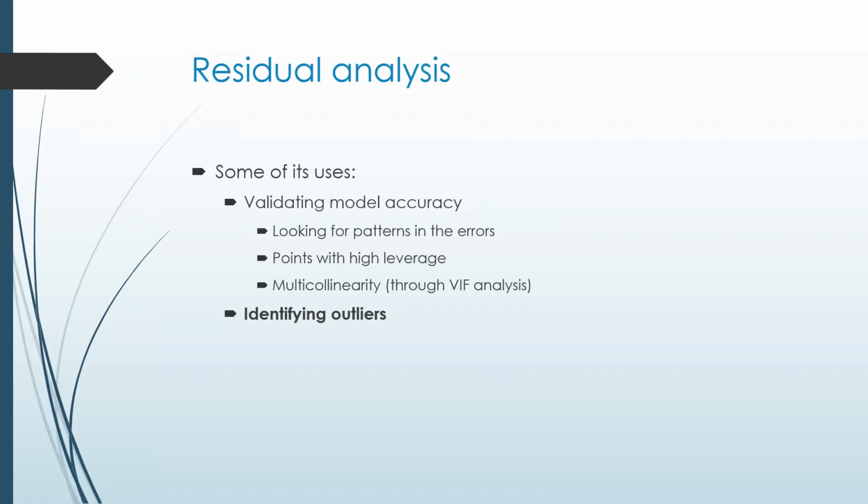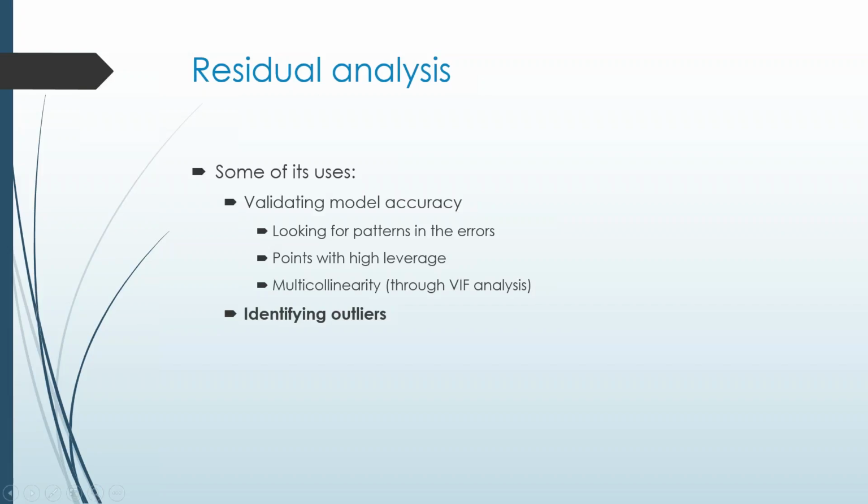We can also test for multicollinearity. It occurs when two or more predictors in the model are correlated and provide redundant information about the response variable, which is your y. The one that I wanted to highlight here is the residual analysis helps us to identify outliers, and this is where we'll be focusing on our presentation today.